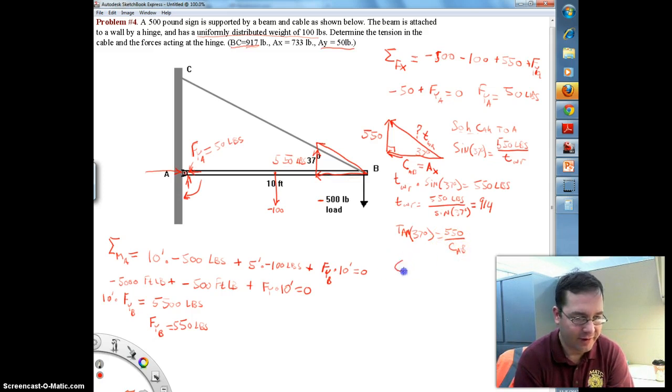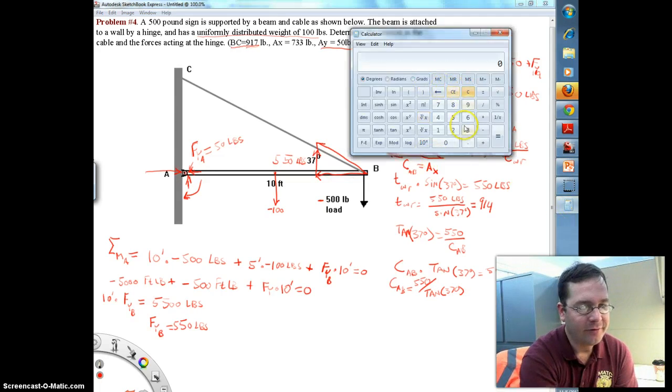Now we multiply both sides by the compression in member AB, so compression in member AB times the tangent of 37 degrees equals 550 pounds. And again, we're trying to get the compression in member AB by itself, so we have to divide both sides by the tangent of 37. So compression in member AB equals 550 pounds over the tangent of 37 degrees.